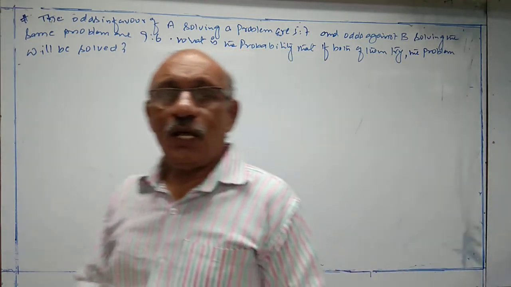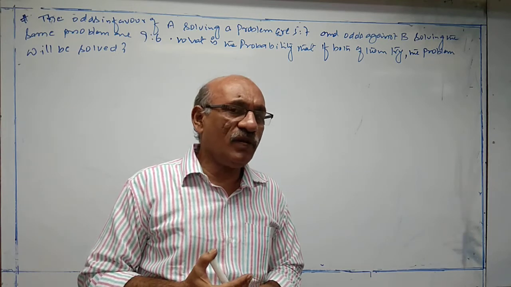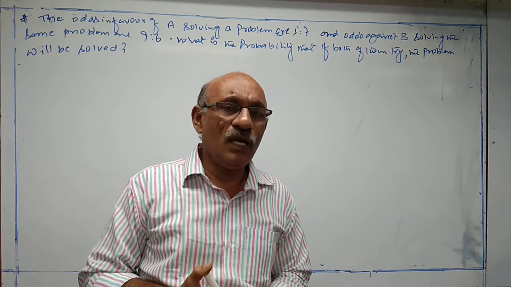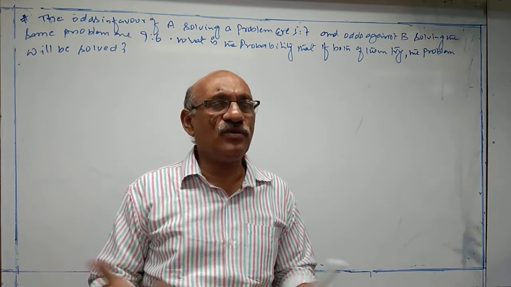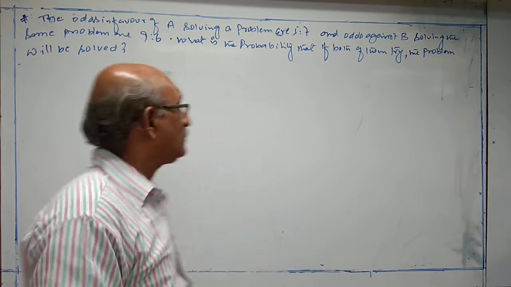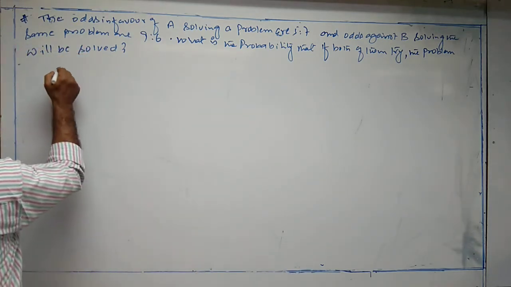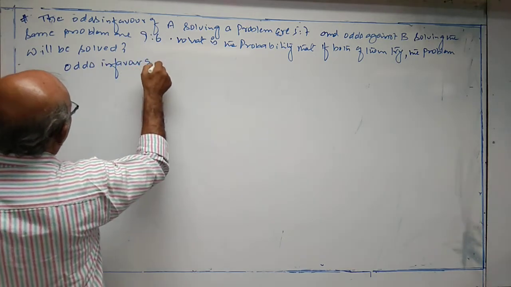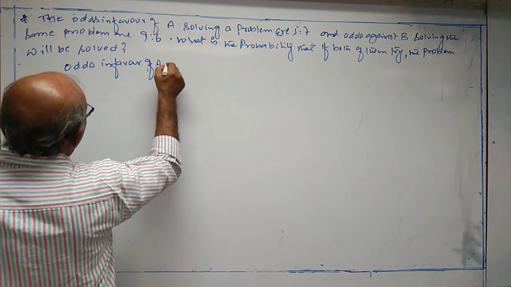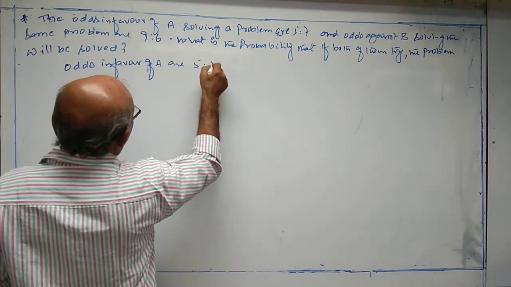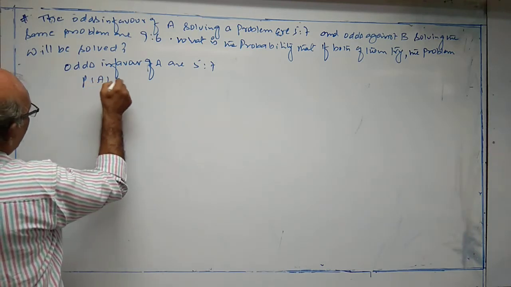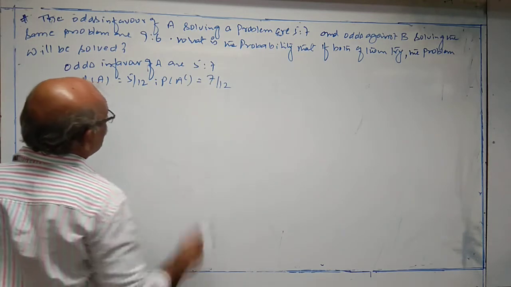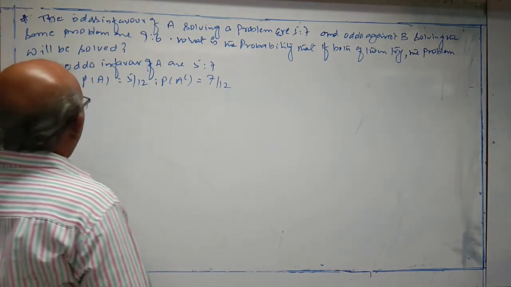Okay. The probability that the problem will be solved is the same as solving the problem by at least one of the two. By at least one of the two candidates means the solution is obtained, the problem is solved. So let us write: odds in favor of A are 5:7. So probability of A to solve the problem is 5/12. Probability of A not to solve the problem is 7/12.